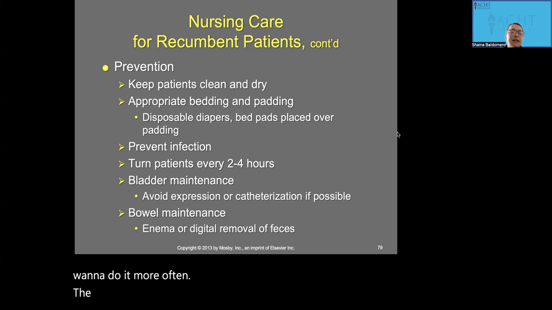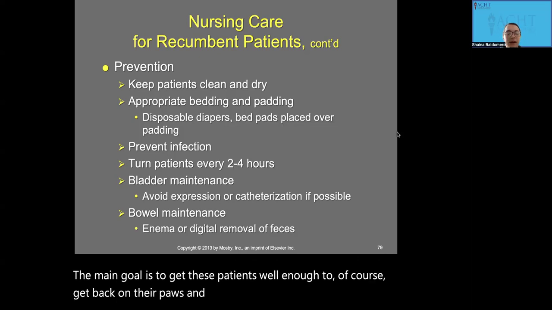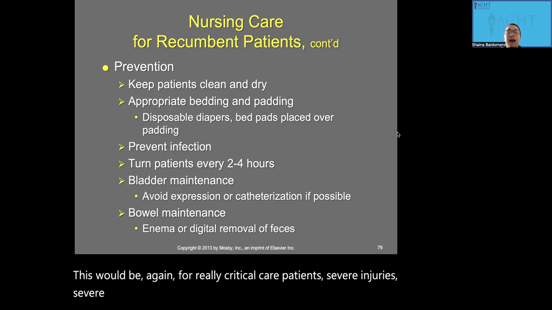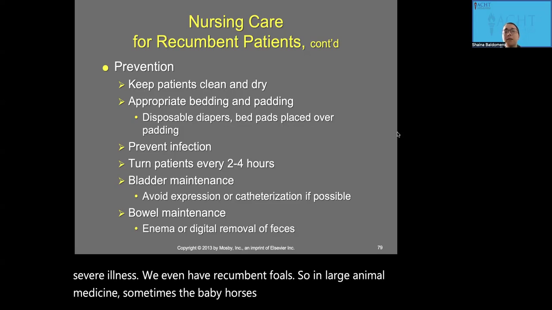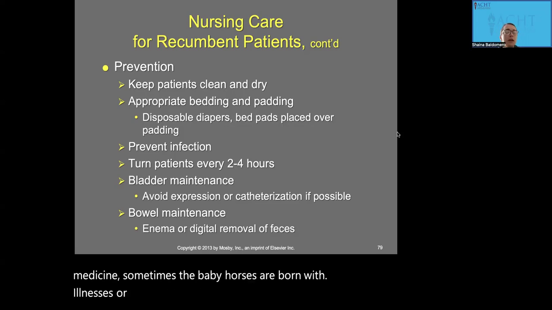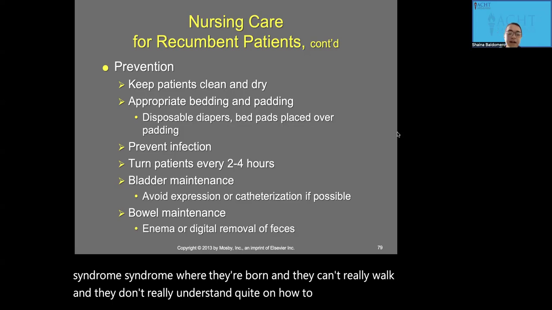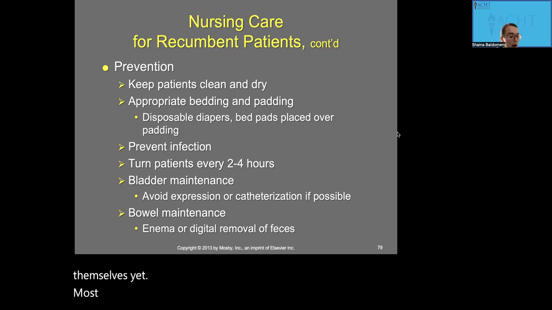The main goal is to get these patients well enough to, of course, get back on their paws and be walking and operating as normal. This would be, again, for really critical care patients, severe injuries, severe illness. We even have recumbent foals. So in large animal medicine, sometimes the baby horses are born with illnesses or abnormalities. We even have what's called dummy foal syndrome, where they're born and they can't really walk and they don't really understand quite how to operate themselves yet. Most foals do grow out of it, but they can be recumbent for several days after birth.